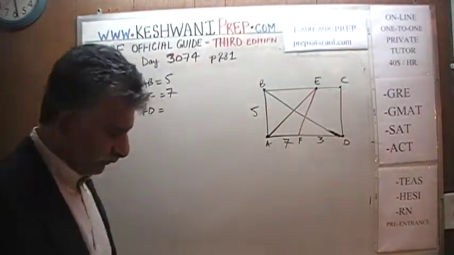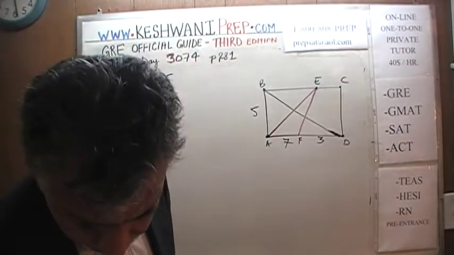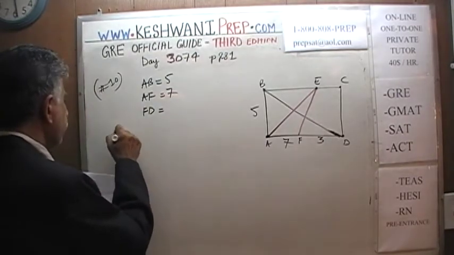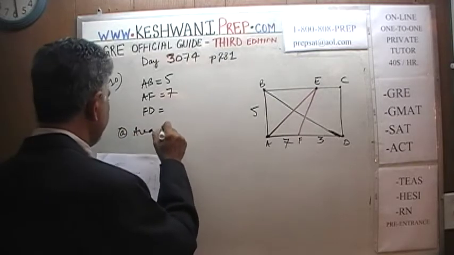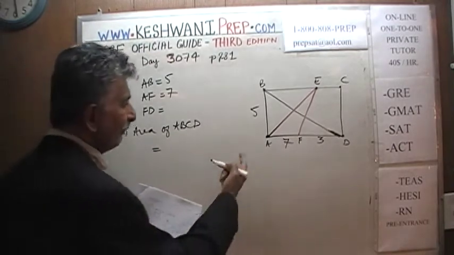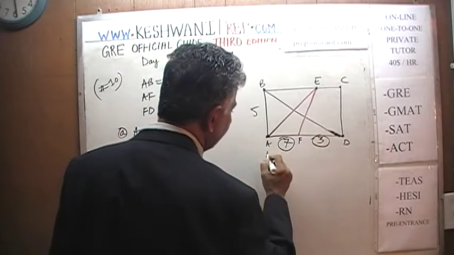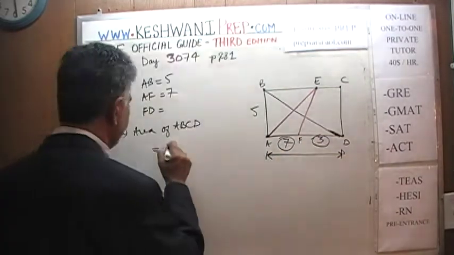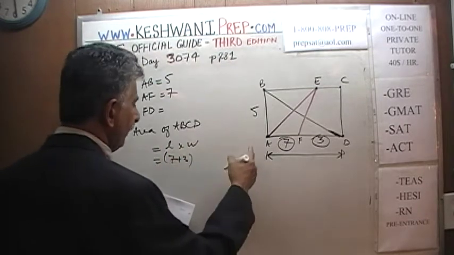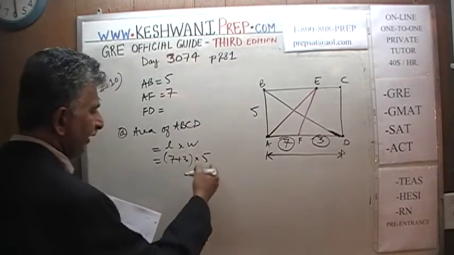Okay, so off we go then. The first question is, what is the area of the rectangle ABCD? Well, area is simply length times width. Length we just established is 7 plus 3, which is 10. And the width, or the height if you like, is 5. So just 10 times 5, which is 50.